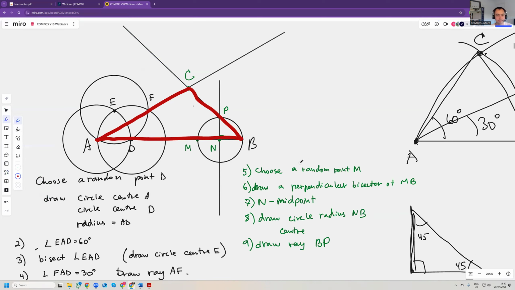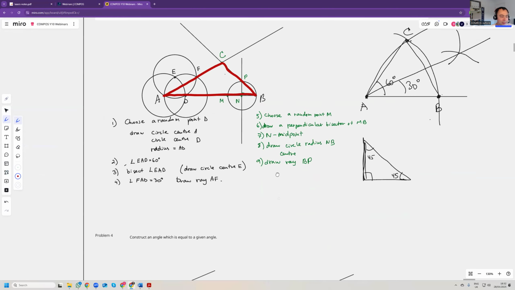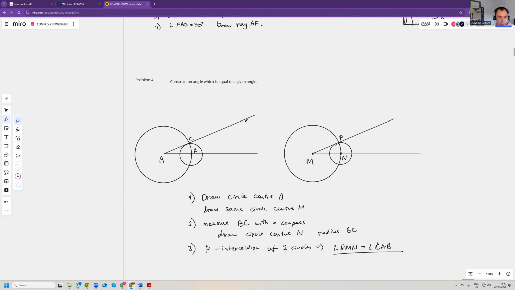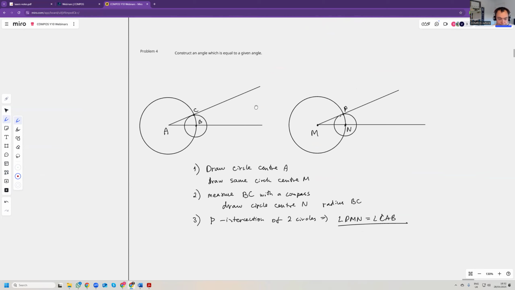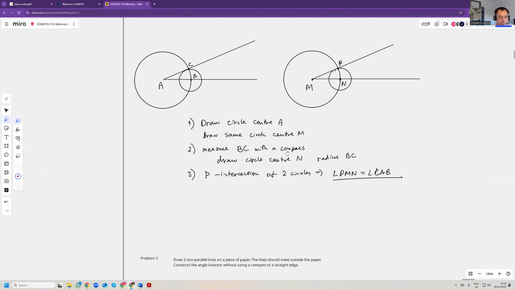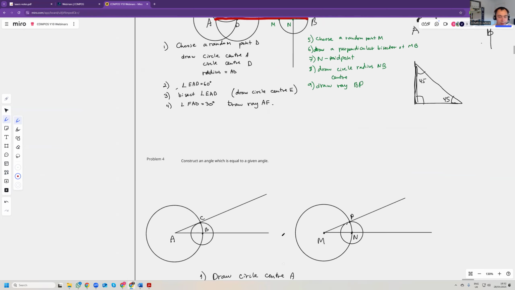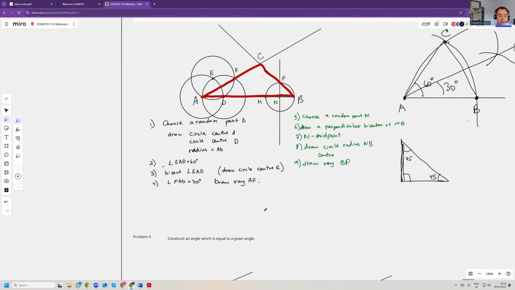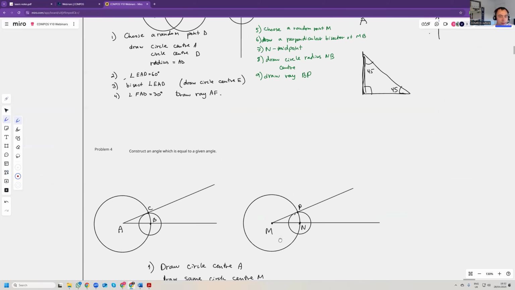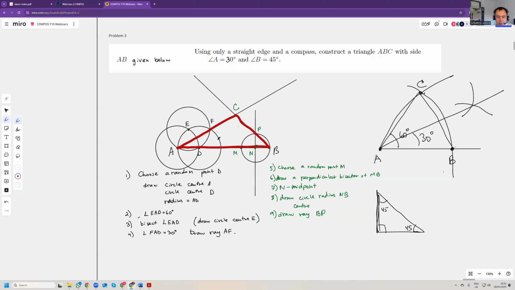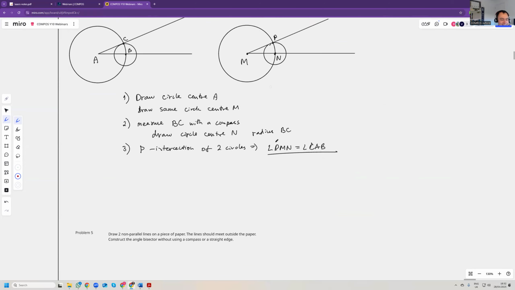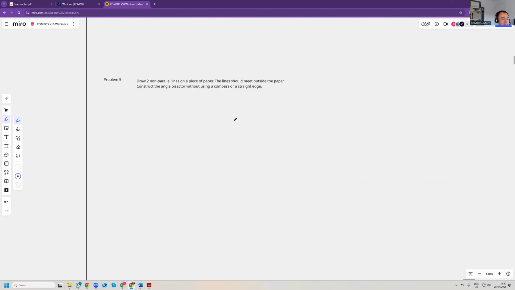Okay, lovely. And so we've done problem 4. So you know how to make copies of angles. You could have done the 30-degree angle and the 45-degree angle separately, and then just made copies of that angle. So that's another way of doing it.